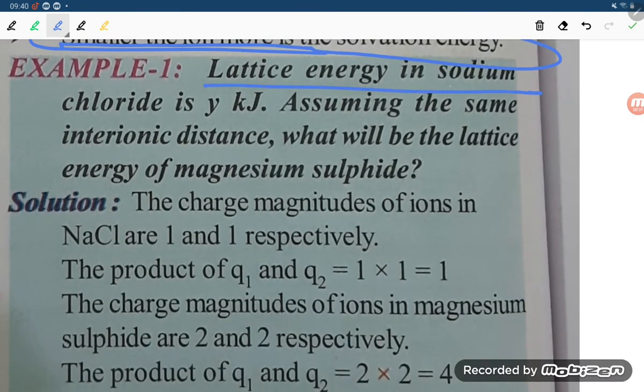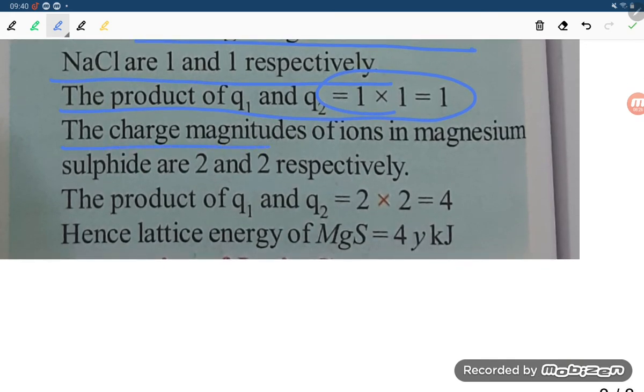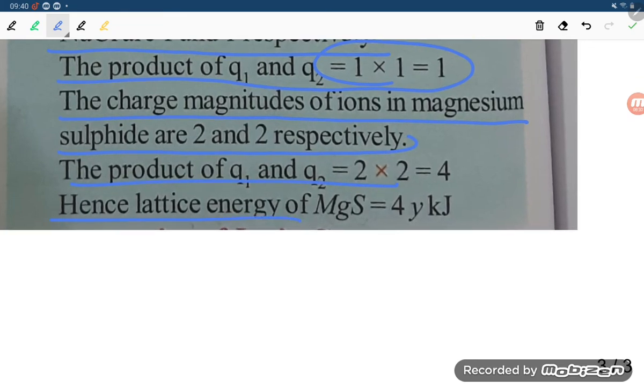The lattice energy of sodium chloride is Y kilojoule. Assuming the same interionic distance, what will be the lattice energy of magnesium sulfide? The charge magnitudes of the ions in NaCl are 1 and 1, so the product Q1 Q2 is 1 into 1, that is 1. The charge magnitude of the ions in magnesium sulfide is 2 into 2, that is 4. Hence the lattice energy of MgS is 4Y kilojoule per mole.